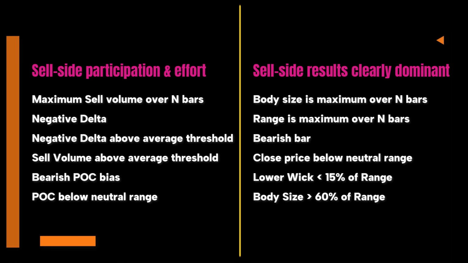Next, the system evaluates the result, which must also show clear sell-side dominance. The candle body must be the largest in the cycle. The range must be the widest in the cycle. The candle must be bearish. The closing price must be below the neutral range. The lower wick must be less than 15% of the total range. And the body must account for more than 60% of the range. When both effort and result are strong and aligned, the system confirms a high-quality sell push bar.